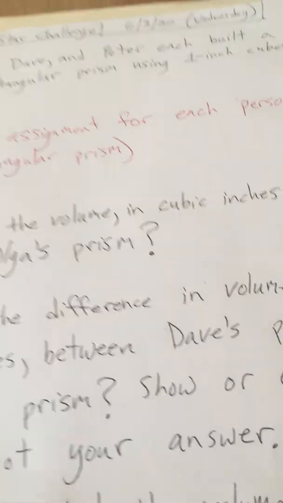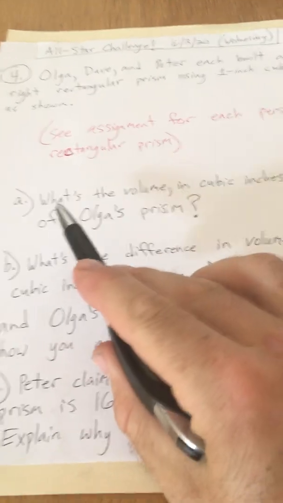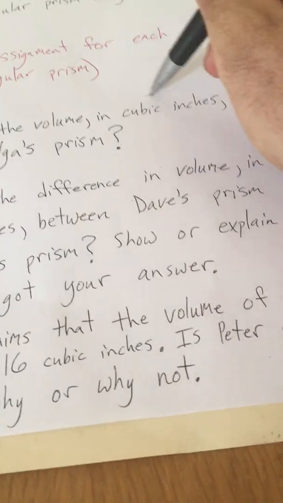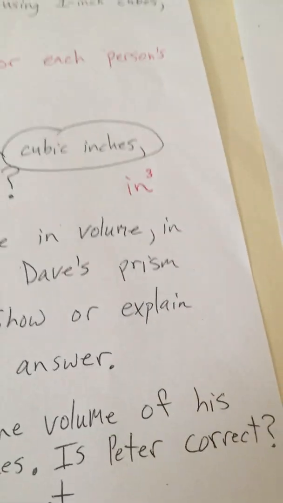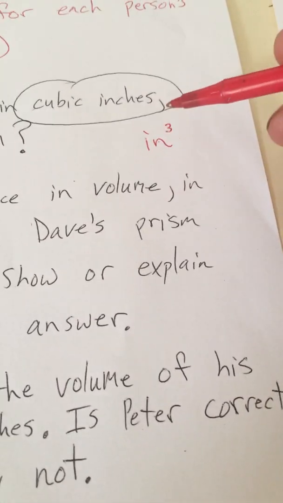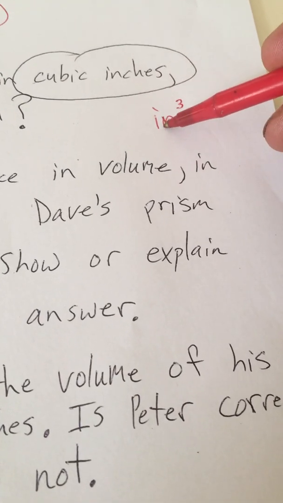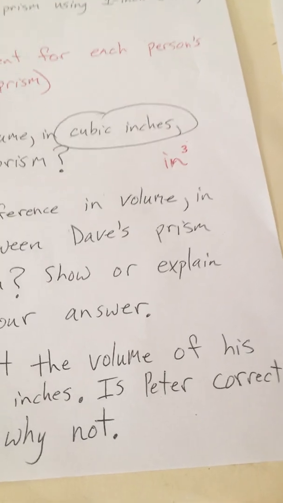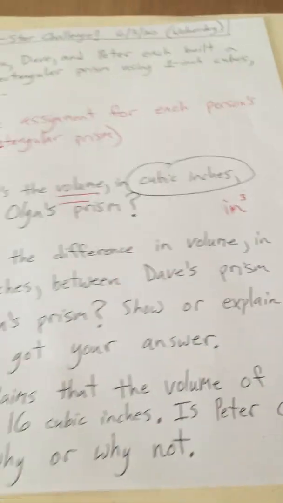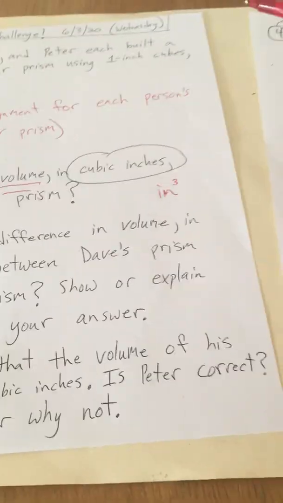All right, so now I have them written over here on this paper, and I'll keep going back to the pictures so that we can find the volume of all 3 of them. Okay? So let's go back to A. It says, what's the volume in cubic inches? So it's going to be cubic inches. That's inches to the 3rd power, or inches times inches times inches. It's inches times itself 3 times. Okay, so what is the volume in cubic inches of Olga's prism?